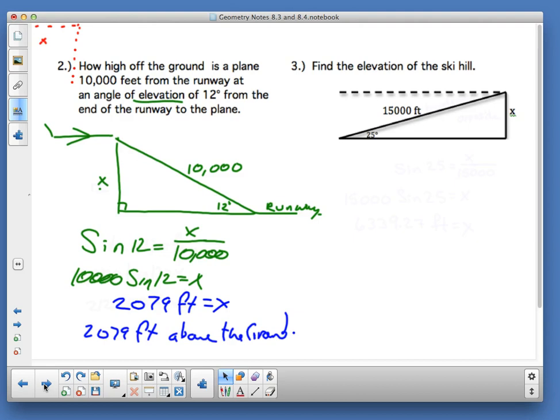Find the elevation of a ski hill. We're doing the same thing. I've got 25 degrees here. Remember, my angle of elevation and angle of depression would be the same if I needed that. I've got opposite and hypotenuse. So the sine of 25 is equal to x over 15,000. Don't forget to finish all the zeros on this. Multiply by 15,000 on both sides. So 15,000 times sine of 25 gives me 6,339.27 feet for x, the elevation of my ski hill. Are you okay with what we're finding? Are we good? We're all right.